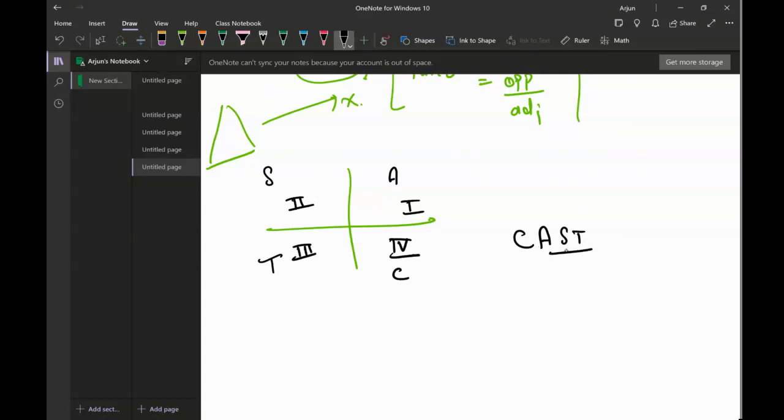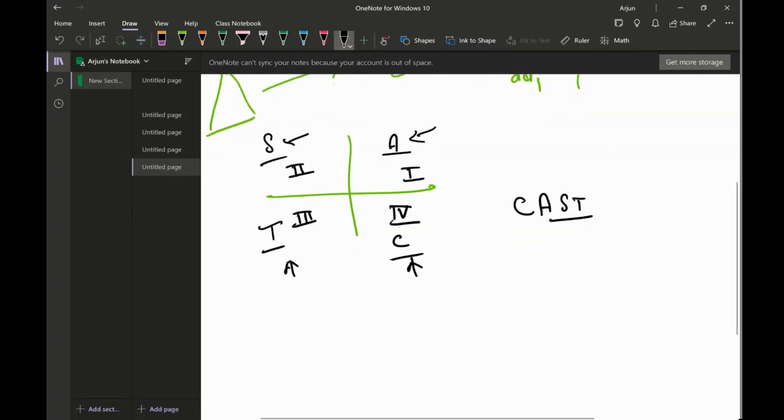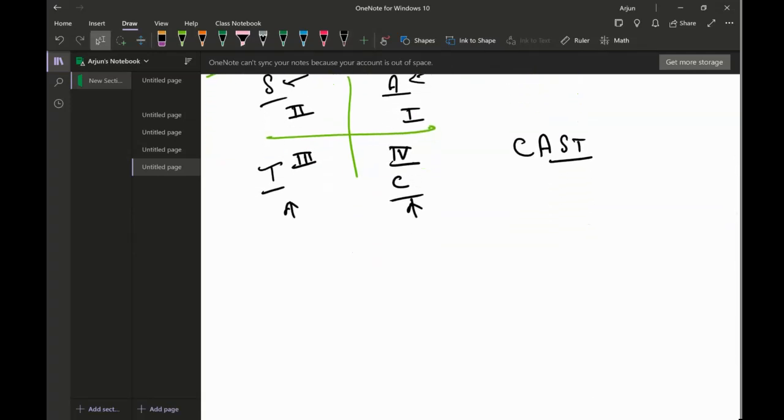And I used to remember it as after school to college, or some people remember it as after I add sugar to coffee. Whatever way you want to remember it, you can remember it that way.